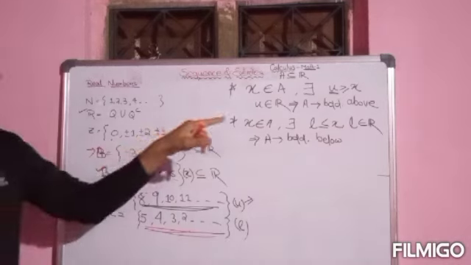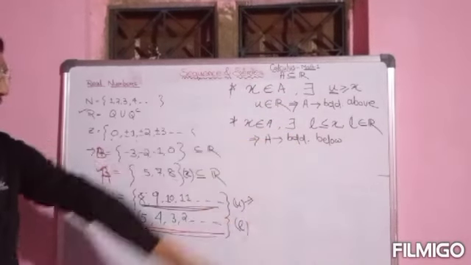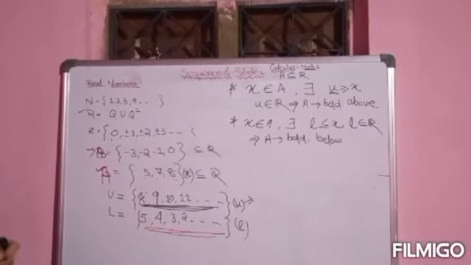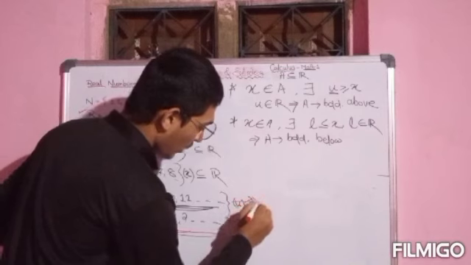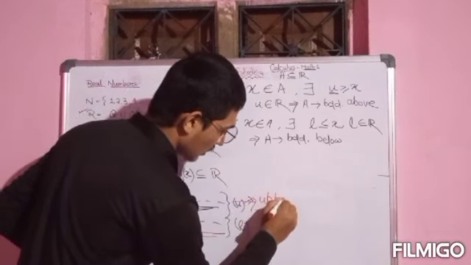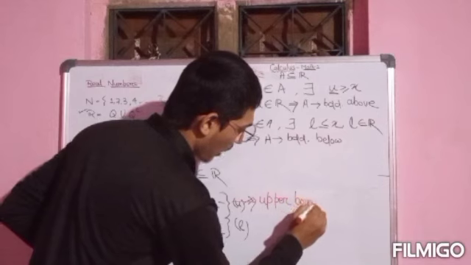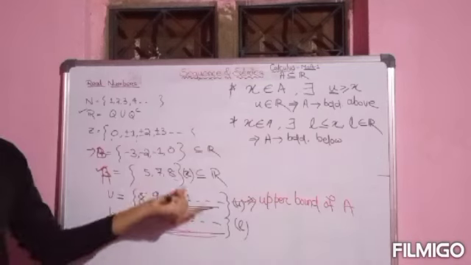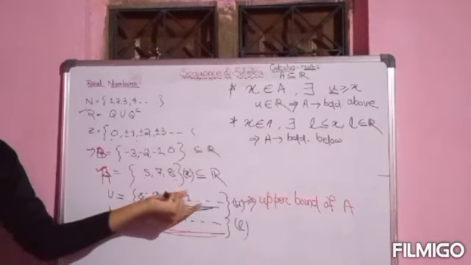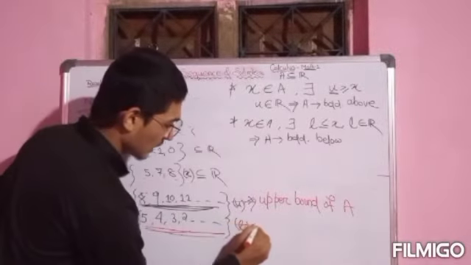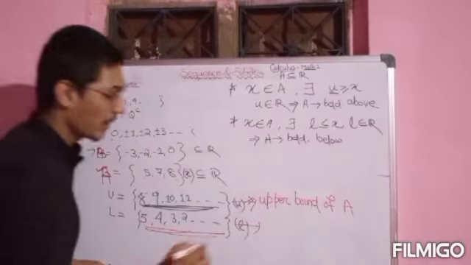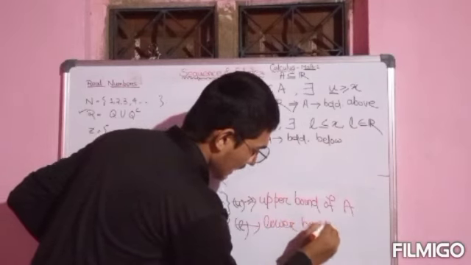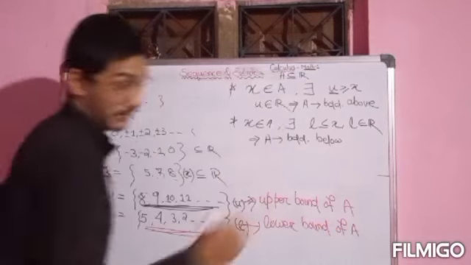Now, what is bounded above, bounded below? You understand? And what are these numbers? I will call this number an upper bound of this set A. Understood? If this number exists, then it is bounded above. These numbers are upper bounds of A, and I will call these the lower bounds of A.